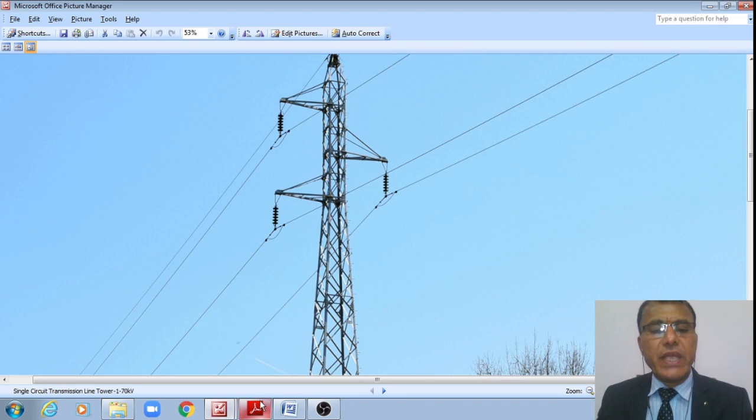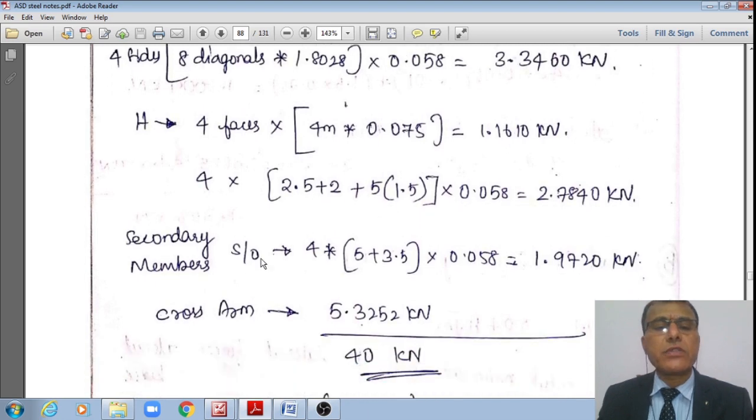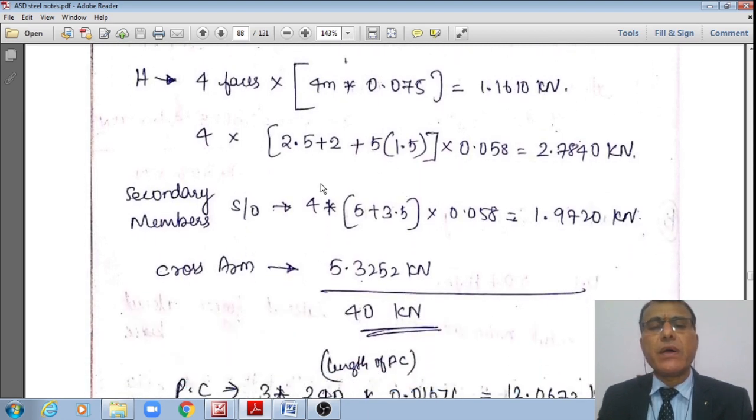There are 5 more horizontals, right? And 2 and 2.5. But for everything I measure, on all the four sides with the intensity as 0.058, it works out to 2.7840 kilonewton. And also the secondary members, four secondary members of each 5 meter, as well as four secondary members of each 3.5 meter, with intensity of 0.058, it works out to 1.9720 kilonewton.